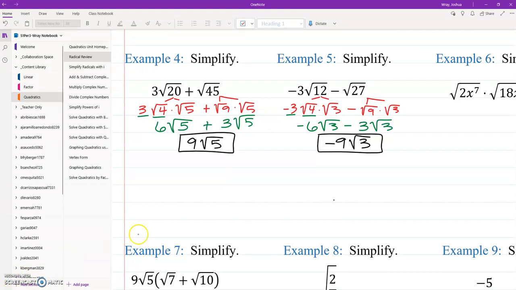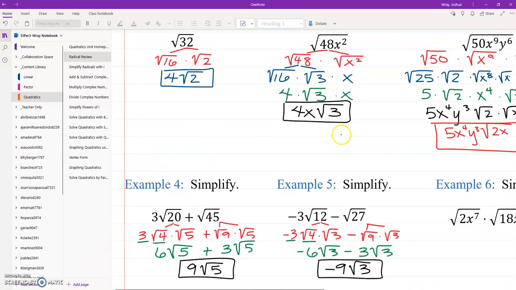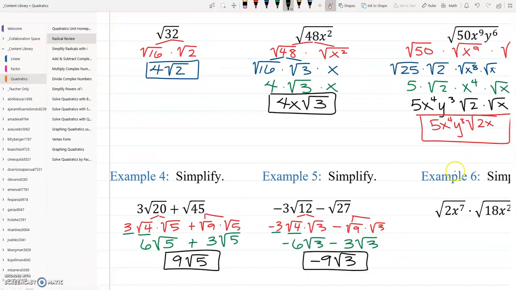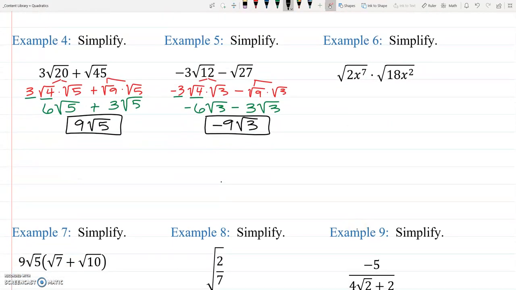All right, Coach Ray back here. Sorry for that awkward silence. We are on example 6 in radical review.